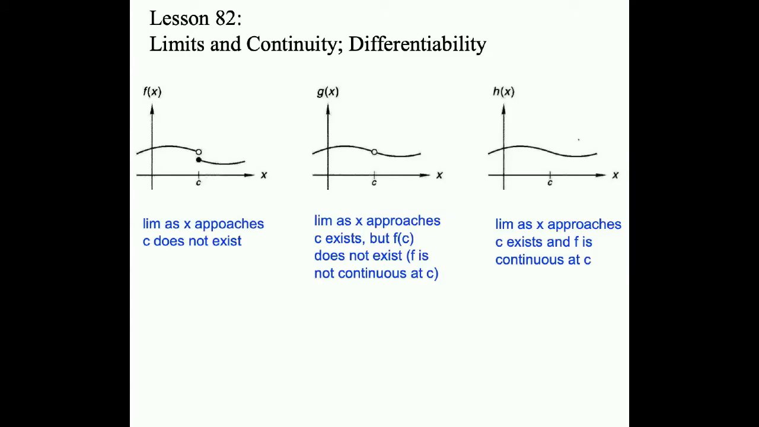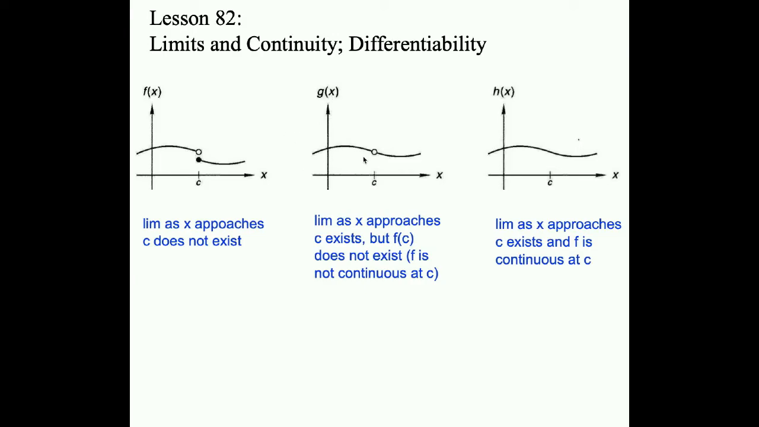Lesson 82, we'll be looking at limits and continuity and differentiability and some relationships between those things. So we have three functions here, f of x, g of x, and h of x. And we're looking at limits a little bit here. So for f of x, the limit as x approaches the value c, as we get closer to c from the left and from the right, does not exist. The reason it doesn't exist is because they are approaching different y values.